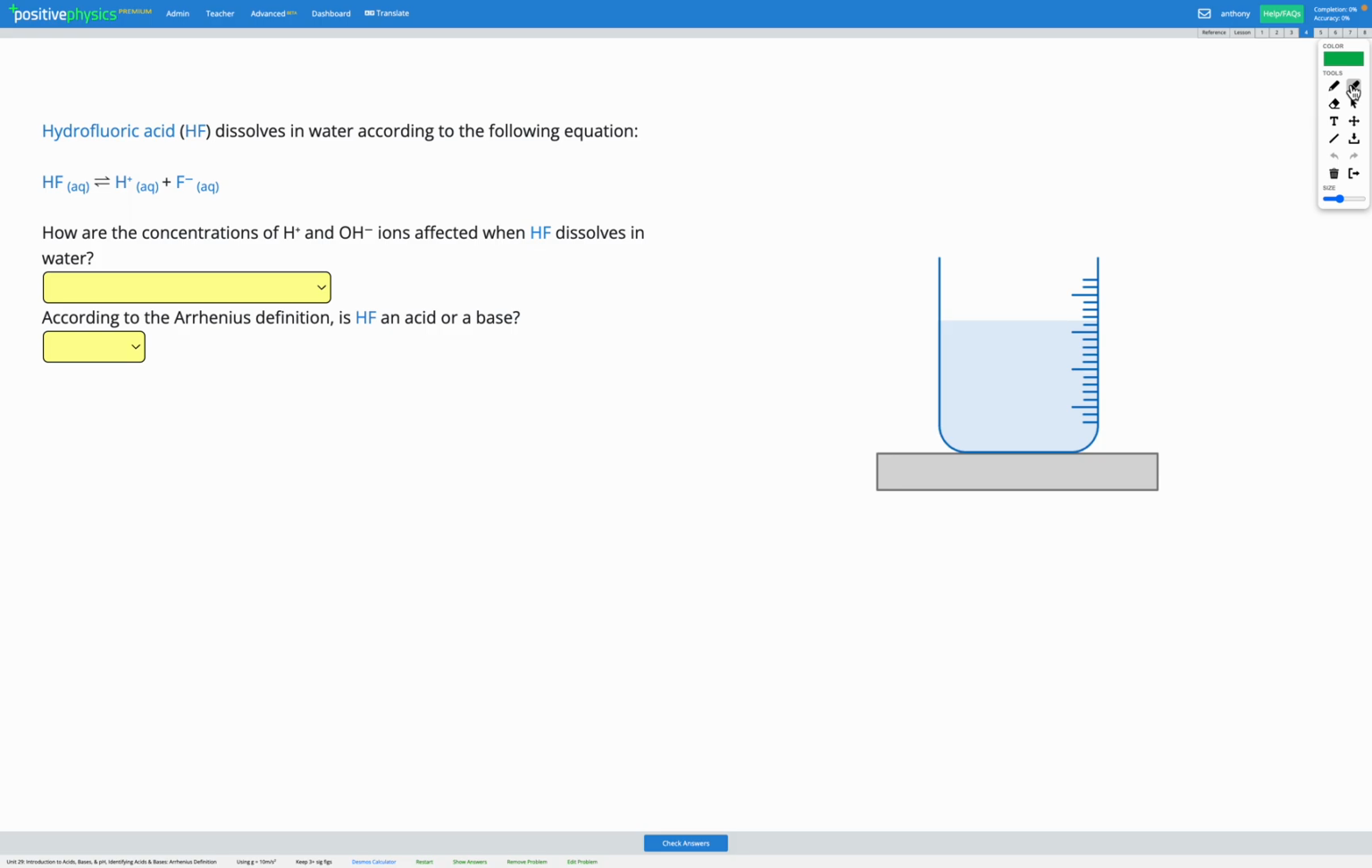In this skill, we're going to be using the Arrhenius definition to determine if something is an acid or a base. So the Arrhenius definition tells us that acids release hydrogen, H+ ions, in solution. And bases release hydroxide ions, OH-, in solution.